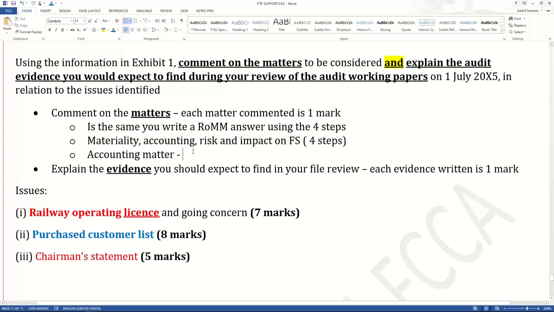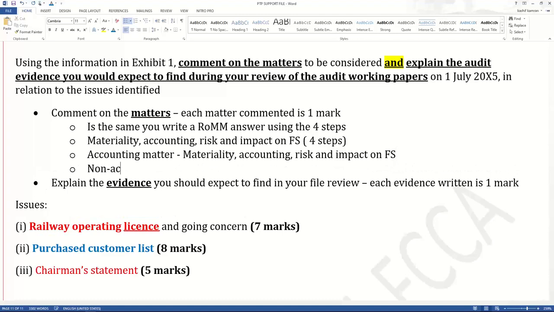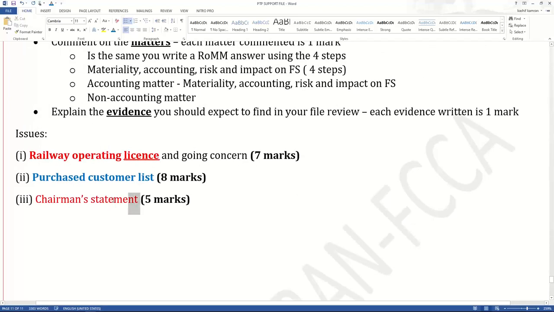But what if when the examiner is asking you comment on the matter and there is something like a non-accounting matter, just like a chairman statement? Now, a chairman statement is not an accounting matter. A chairman statement is other information in the annual report. I hope you all agree with me. So the chairman statement doesn't seem like an accounting matter. Railway operating license and a going concern is an accounting matter. Purchase customer list seems like an intangible asset, is an accounting matter. But chairman statement is other information.